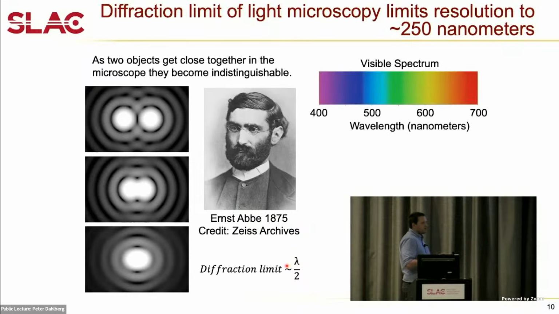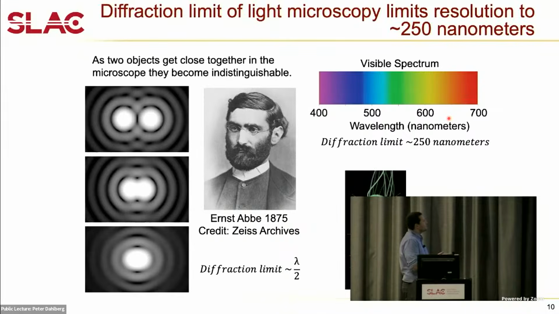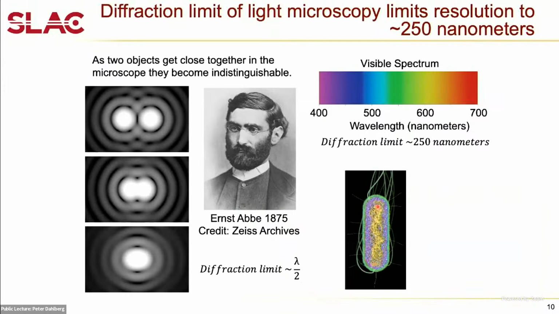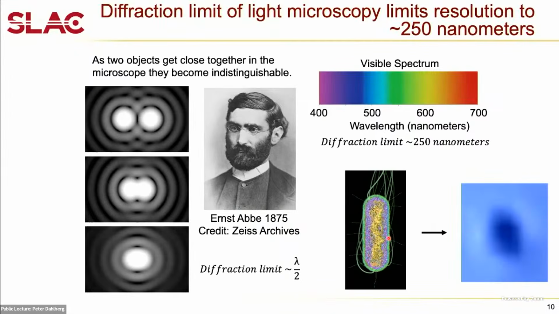So we're familiar with light being a wave, and that wavelength of light for the visible spectrum is between 400 and 700 nanometers. And that leads to that diffraction limit of being roughly 250 nanometers. So if we come back to that cartoon depiction of the bacterial cell, we don't see this beautiful cartoon image when we look in our microscopes. We see something more like this. And that's because of that diffraction limit.